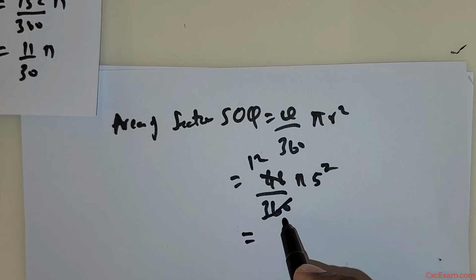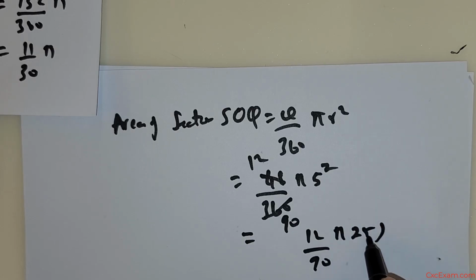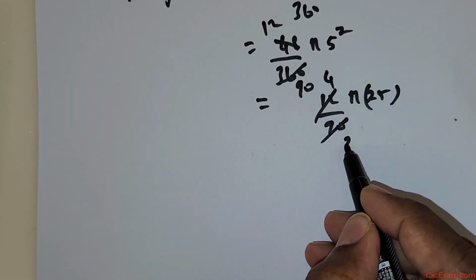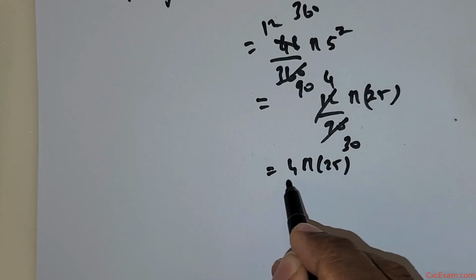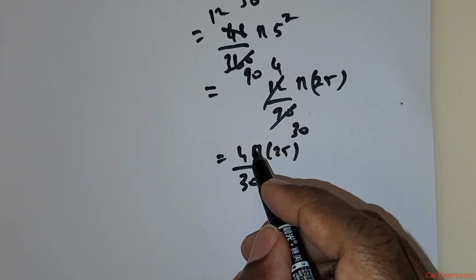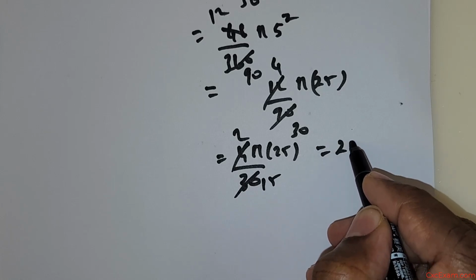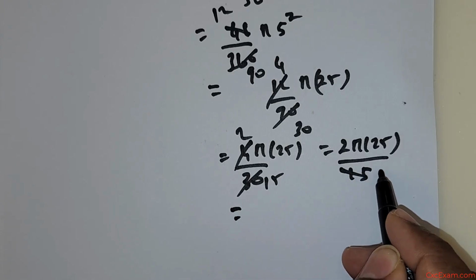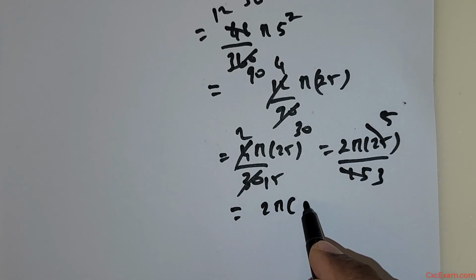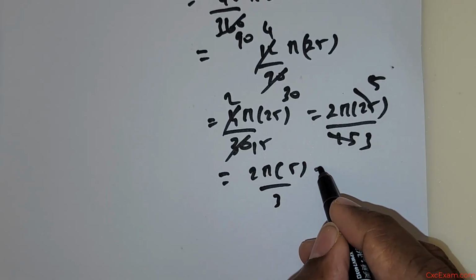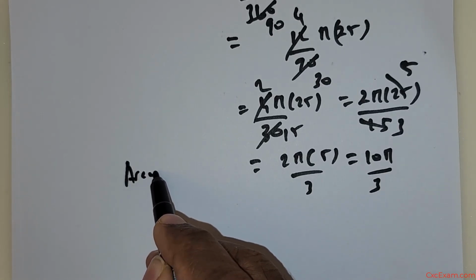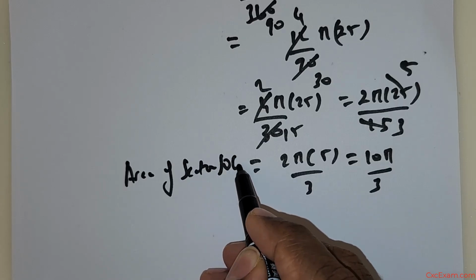4 divides here 12 times, 4 divides here 90 times. So 12 over 90 pi times 25 units. 3 divides here 4 times, 3 divides here 30 times. So 4 pi 25 divided by 30. Now 2 divides here 2 times, 2 divides here 15 times. So 2 pi 25 divided by 15. And 5 divides here 3 times, 5 divides here 5 times. So 2 pi times 5 divided by 3, which is 10 pi divided by 3. So this is the area of sector SOQ.